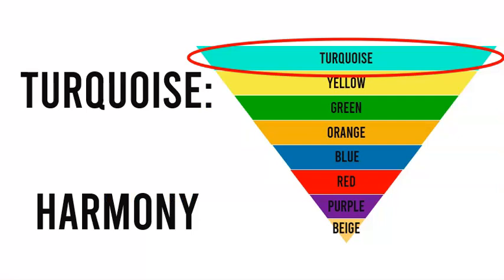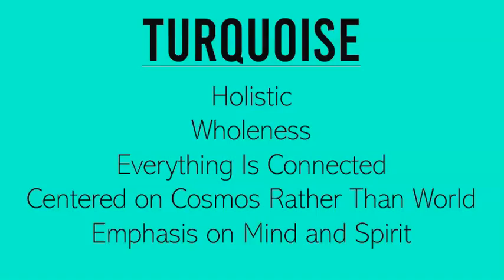The next stage we have is the highest one, depending on which model you follow, as some say there's another one, but this is the one that's got the most information about, and that's harmony, the level of harmony. This is the level that focuses on holistic things, wholeness, the knowledge that everything is connected, centered on the entire cosmos rather than just our planet. And there's an emphasis on mind and spirit. As you can tell, this is the stage that holistic wellness resides in, because it is focused on wholeness. By now, most people, if they're into holistic wellness, are probably past the physical needs and survival mode, and they're working on the mind and spirit.